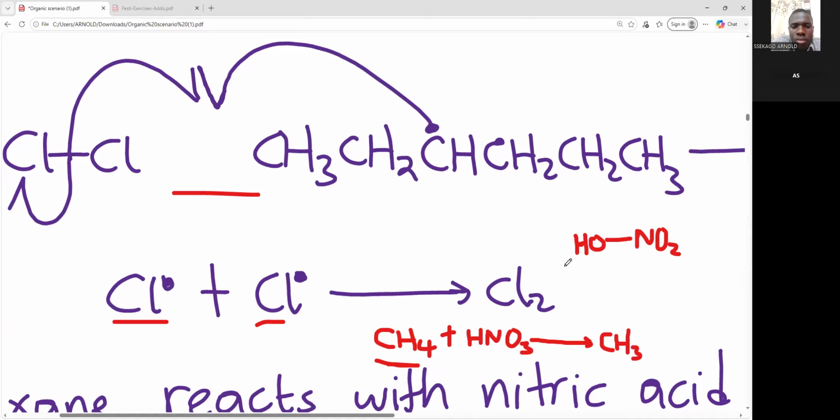Then this, you see, nitric acid, this is how I can write it. Then one part, which is NO2, comes here. Then the other part, HO, combines with the hydrogen that was lost to form water. So this reaction, we saw that it results in formation of compounds known as nitroalkanes. So in this case, we have the same thing.